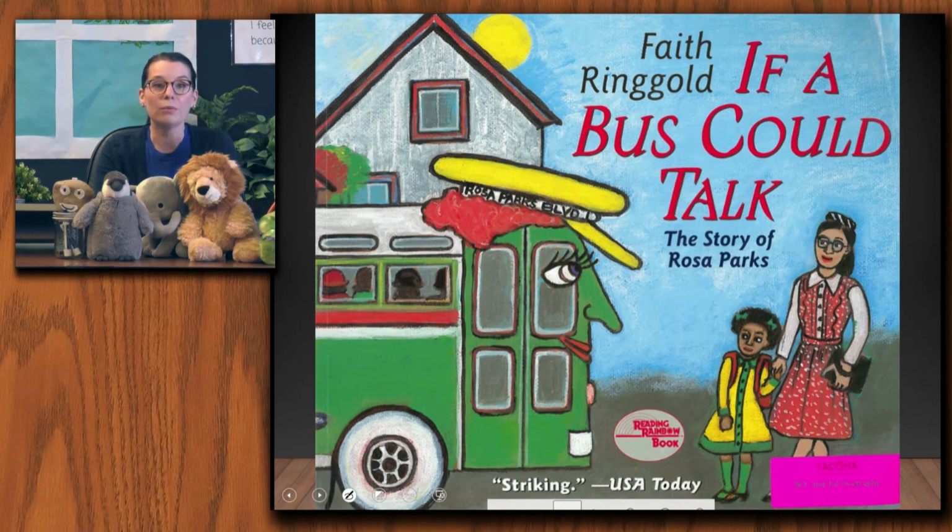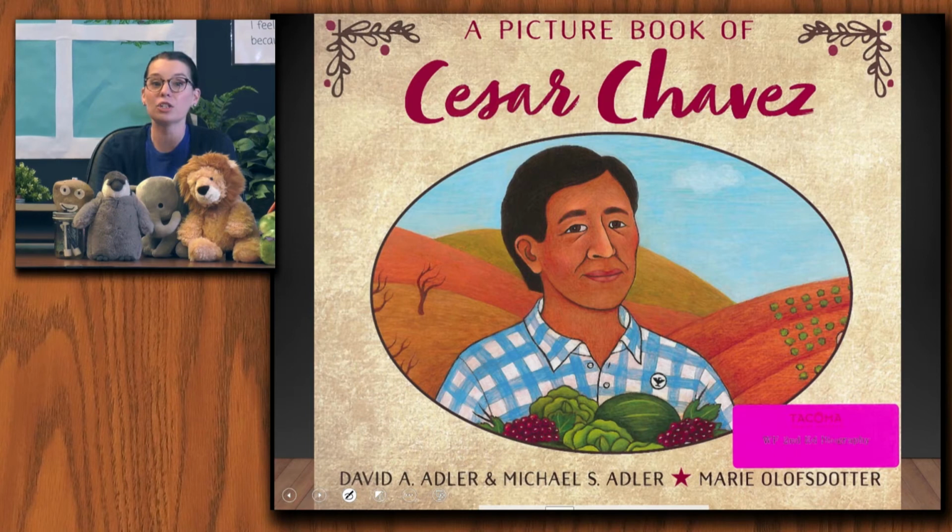So you'll remember we read Faith Ringgold's If a Bus Could Talk, the story of Rosa Parks. And Faith had strong opinions about Rosa Parks. She was inspired by Rosa Parks' work in the civil rights movement, and she wanted and was able to research her further. Some more examples that we have had of mentor texts are A Picture Book of Cesar Chavez by David and Michael Adler. So their subject of their biography was someone that they felt strongly about, someone that inspired them, that made them want to do things to make the world better for other people. And they also wanted to research him further, and there was information out there that they could use for their research.